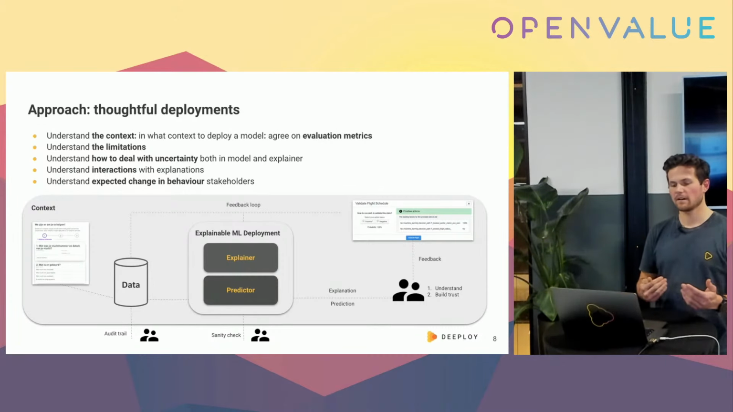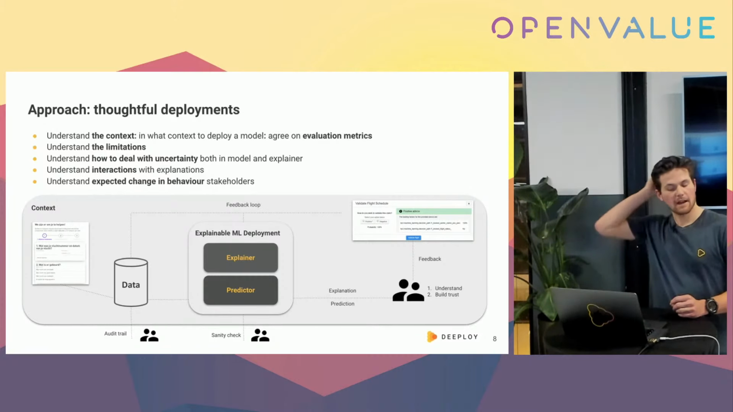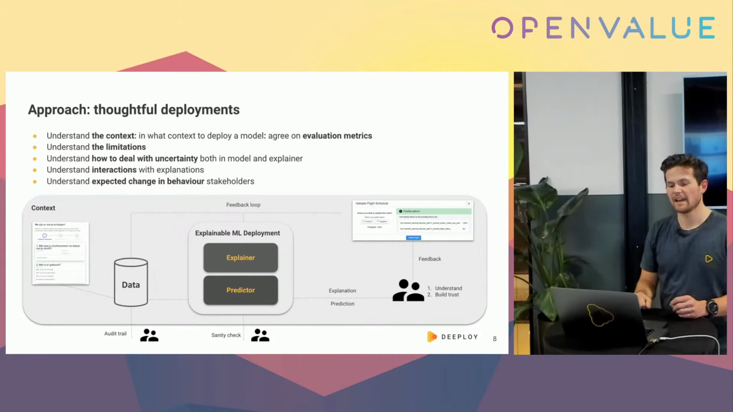Of the different algorithms that are being used, in the demo that I will show you, I'm going to use anchors. All of these algorithms have their pros and cons, so make sure you know the limitations. Also know how to deal with uncertainty. Machine learning and explainers are going to fail. There's always an uncertainty, and that uncertainty can be really low, but it's not going to underpin any causality. Also understand the interactions of the people that are going to use those explanations, and make sure to understand the expected change in behavior.